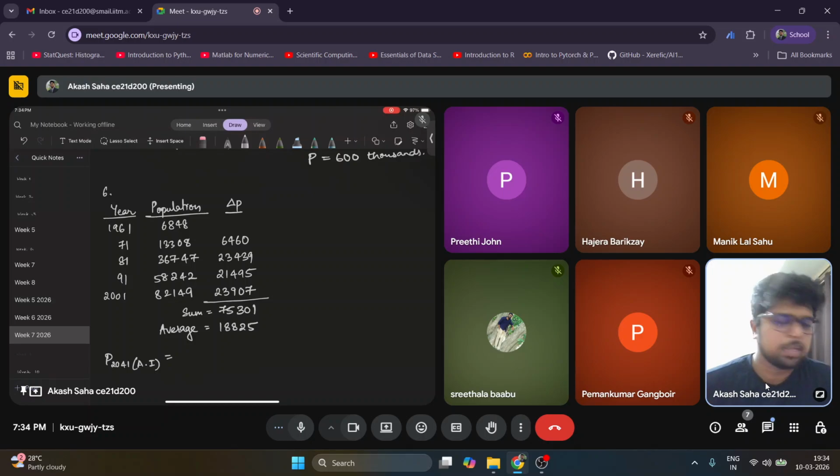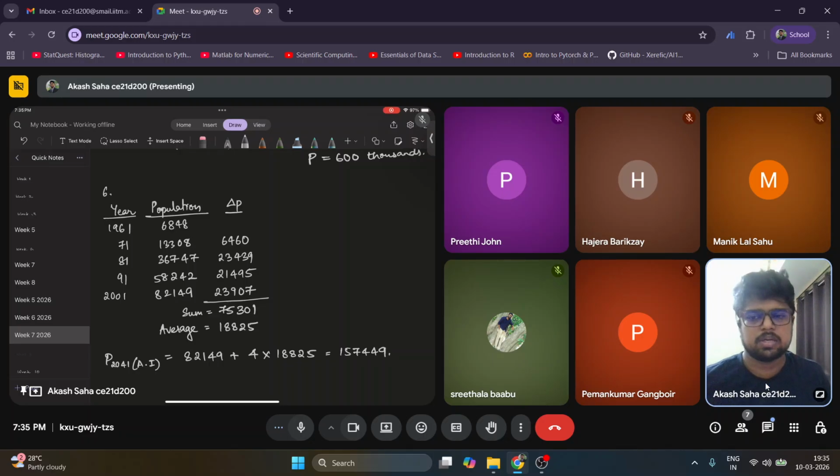equal to the population in the final decade, 82149, plus how many decades forward? We are going 4 decades forward. So it will be 4 into the average. So 18825. So this will be 157449. Okay.